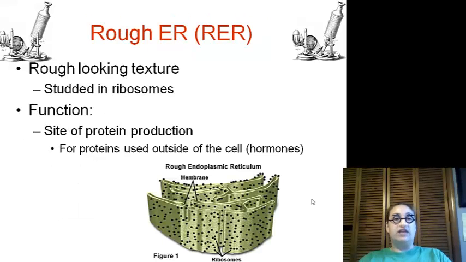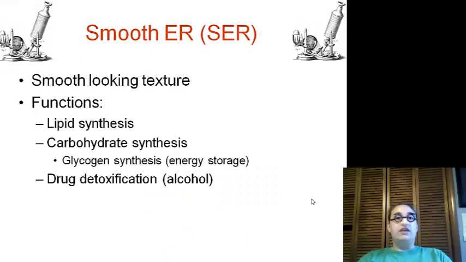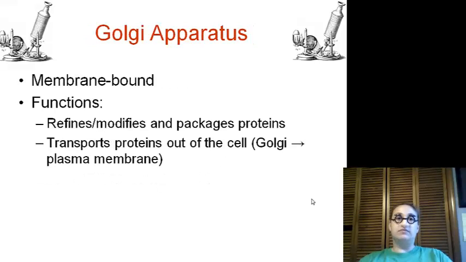The rough ER has a rough texture, studded with ribosomes, site of protein production. It produces proteins that are used outside of the cell, such as hormones. Now, smooth ER is smooth looking, and its functions are lipid synthesis, carbohydrate synthesis, the creation of glycogen, which is going to be where we store our energy, and drug detox for the cell.